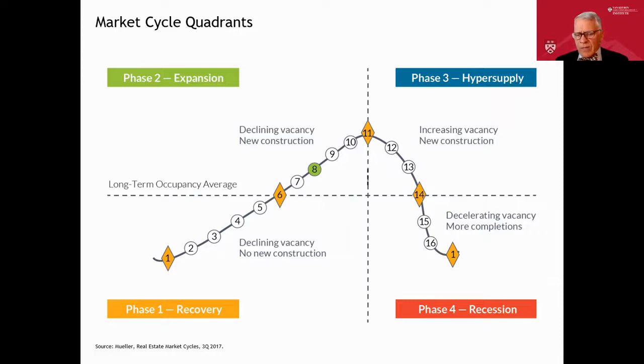So back in '90, I developed this chart that shows the four quadrants of a cycle: a recovery, expansion, hyper supply, and a recession phase. So kind of like the economy. And you notice that there are basically 11 points on the way up, hence the long expansionary periods, and 6 on the way down.